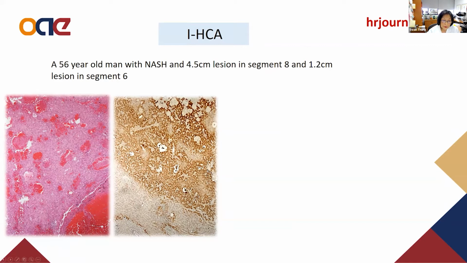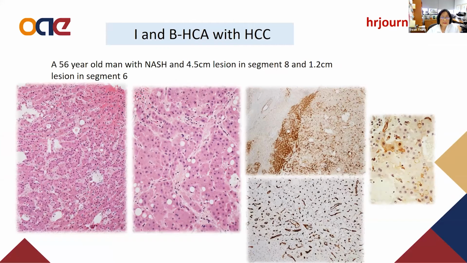But if you have non-lesional liver, then it's much easier, because the staining has to be much stronger than in the non-lesional liver. In this case, this is the same lesion, and you can see that in some areas the cells are two cells thick, and in other areas it's three and more.